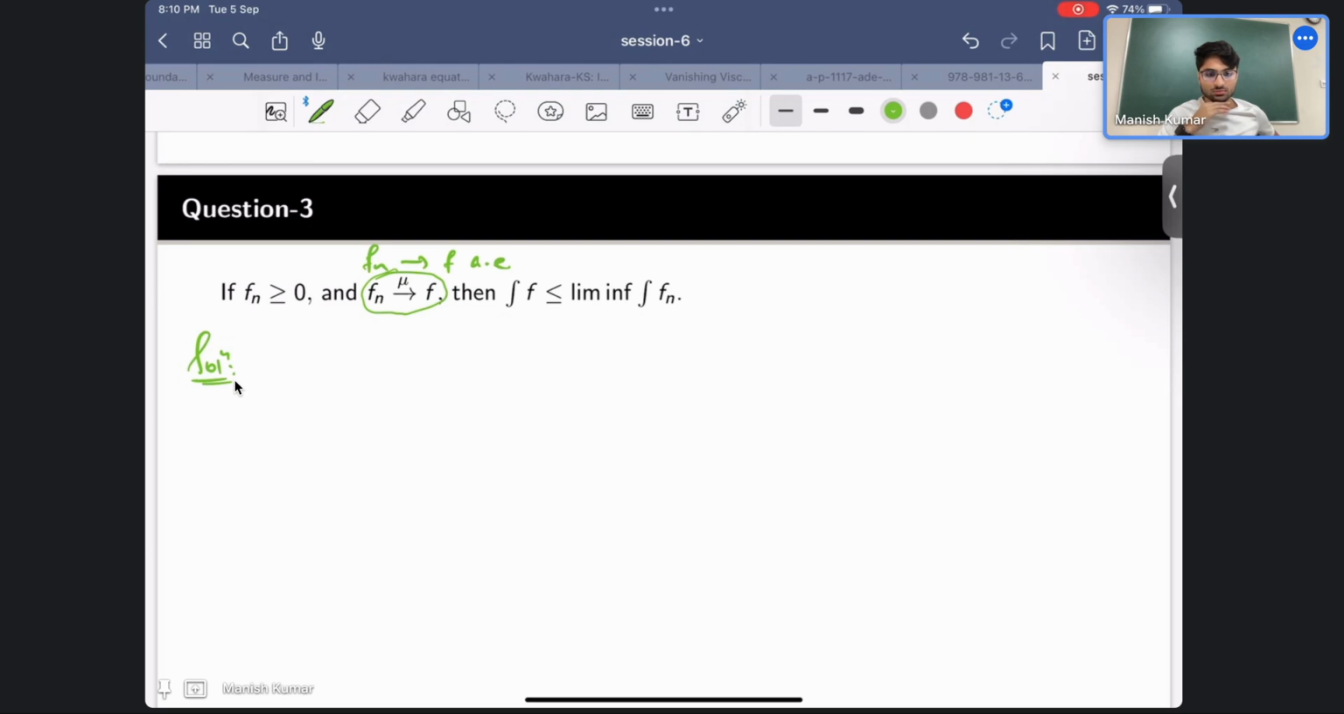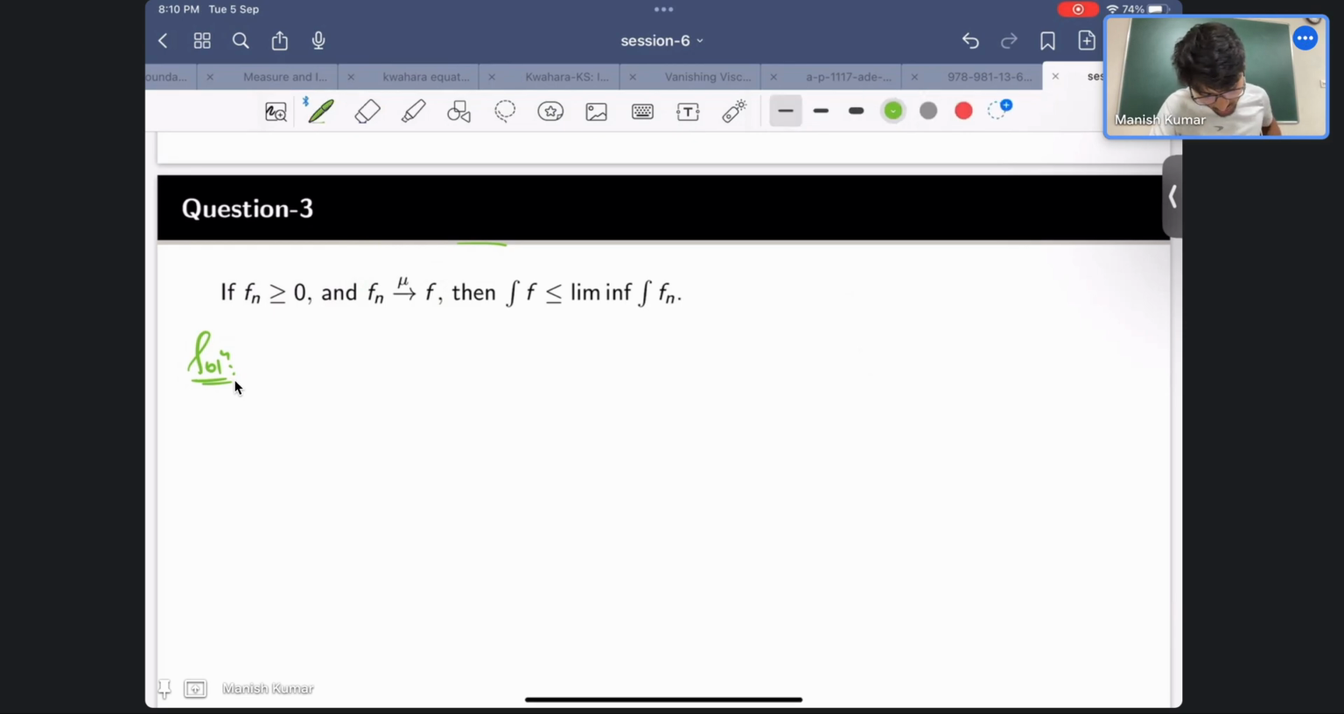Yes, sir. Fatou's lemma says that the integral of lim inf of fn is less than or equal to lim inf of the integral of fn when fn is non-negative. But when you put the condition that fn converges to f, this is nothing but the integral of f, right? So if you have this condition, this is just an implication of Fatou's lemma, because in Fatou's lemma you don't have this assumption. But here what's given to you is something different. It says that fn converges to f in measure and not almost everywhere or pointwise.